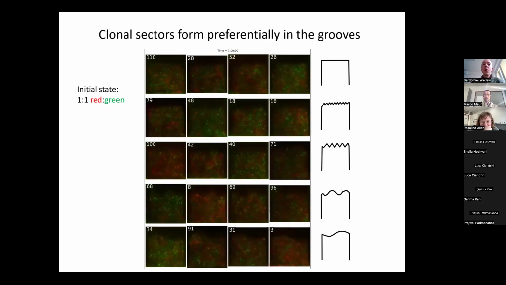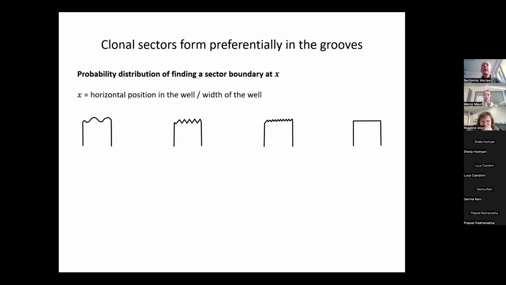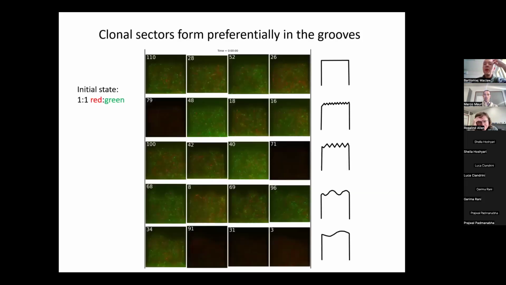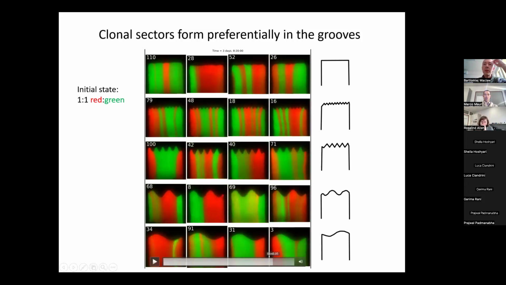Okay, so then we can also make this a little bit more quantitative and see. If what we observed in this video was correct, and indeed the clonal sectors formed preferentially in the grooves, then if we plotted the position of sector boundaries, they should somehow align with the positions of the grooves.